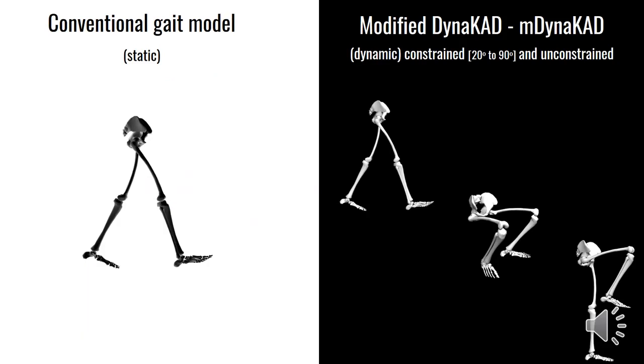So the conventional gait model was our static calibration technique, and what that means is we put the markers on the person, you take a capture of them standing still, and from this you can calculate the knee flexion extension axis. We then compared this to the modified DynaCAD, which was the constrained, so we used a smaller range of movement from 20 to 90 degrees, and an unconstrained, which used the full range of movement. And theoretically, what should happen with our results is that the unconstrained should produce higher flexion extension values and lower dynamic knee valgus varus values.